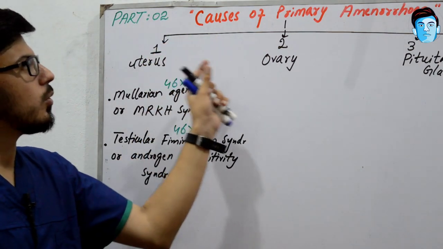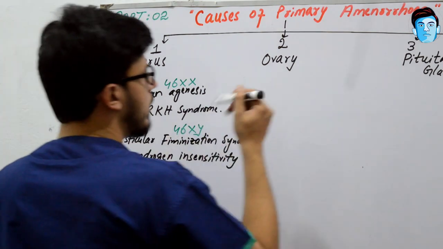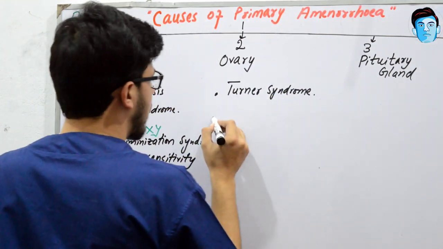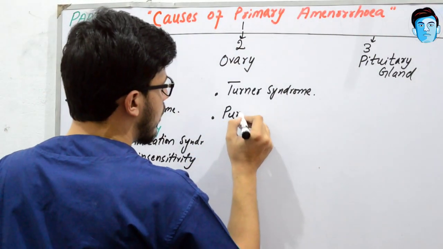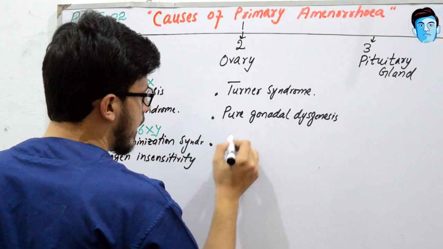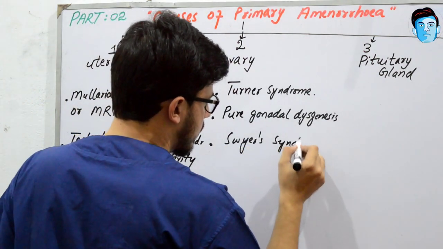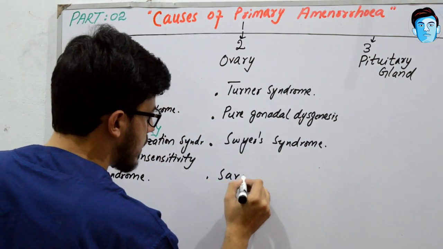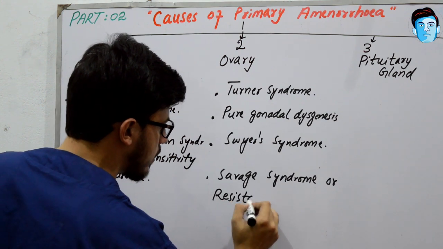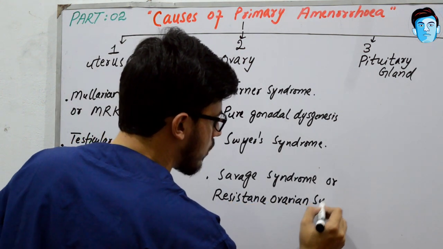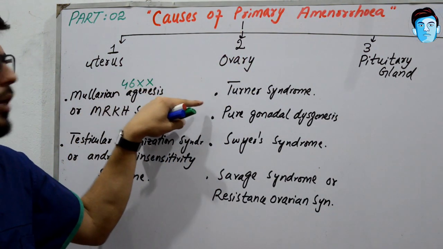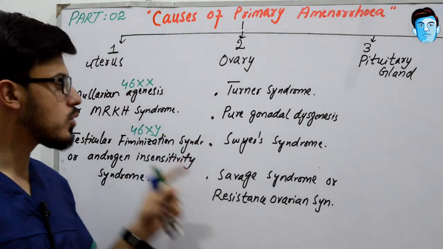While in compartment 2, the ovarian causes which lead to primary amenorrhea consist of the following. The first, and the most common cause, is Turner syndrome. Another condition is pure gonadal dysgenesis, and there is Swyer syndrome, which is also called resistant ovarian syndrome. So, in compartment 2, the ovarian causes that lead to primary amenorrhea are Turner syndrome, pure gonadal dysgenesis, and Swyer syndrome, which is also called resistant ovarian syndrome.